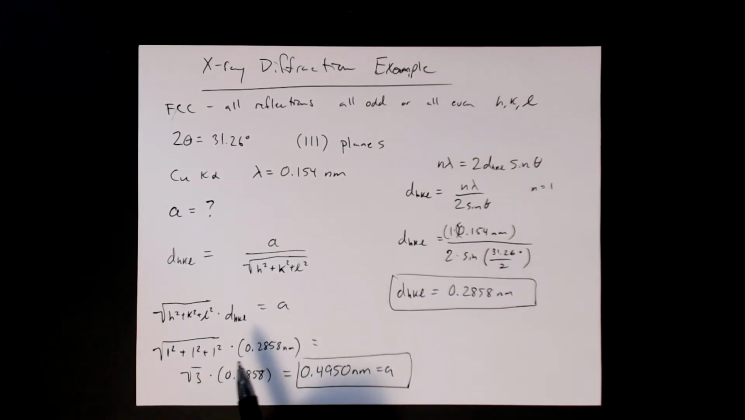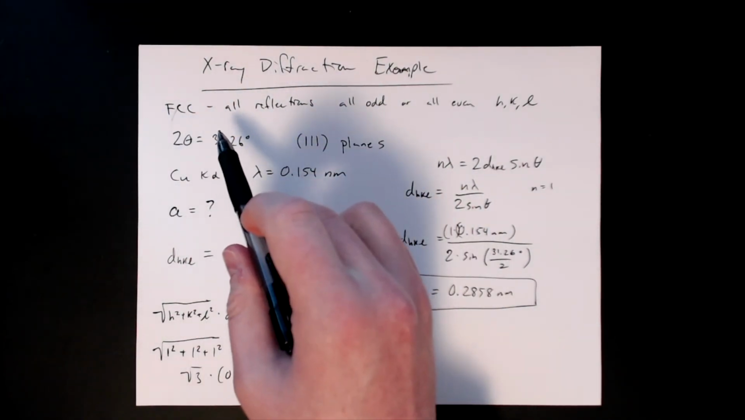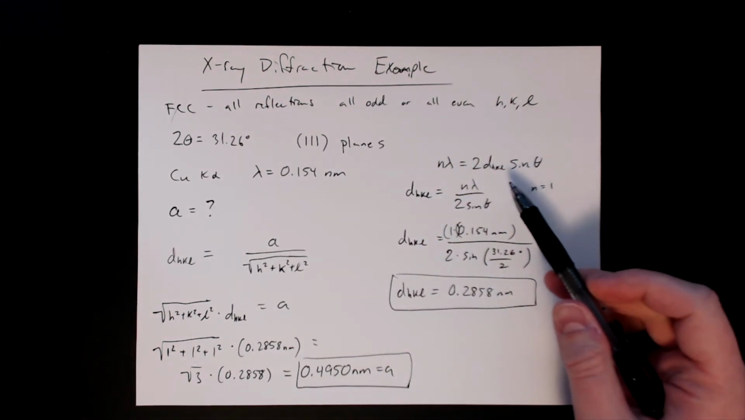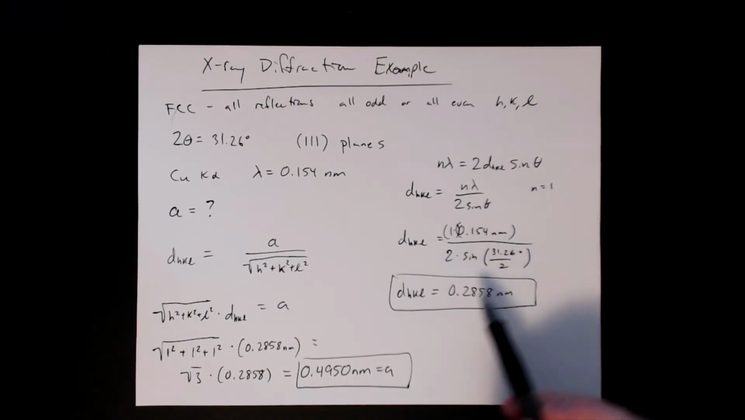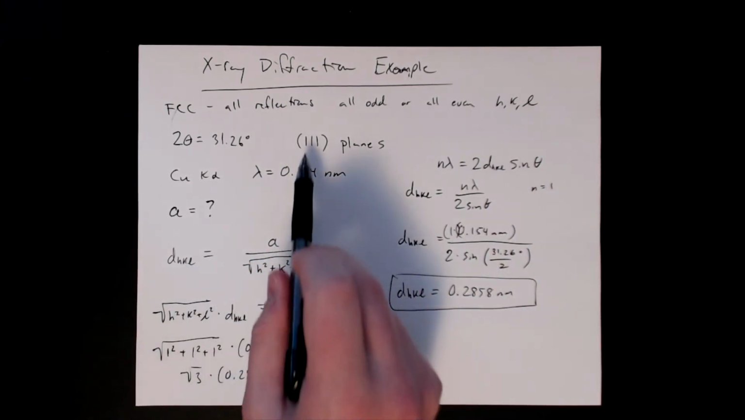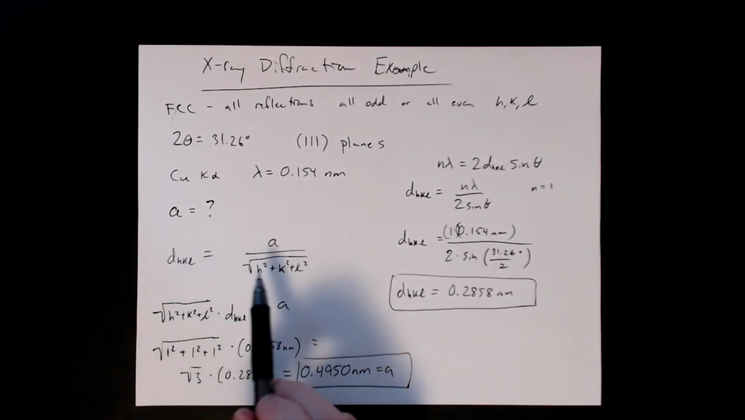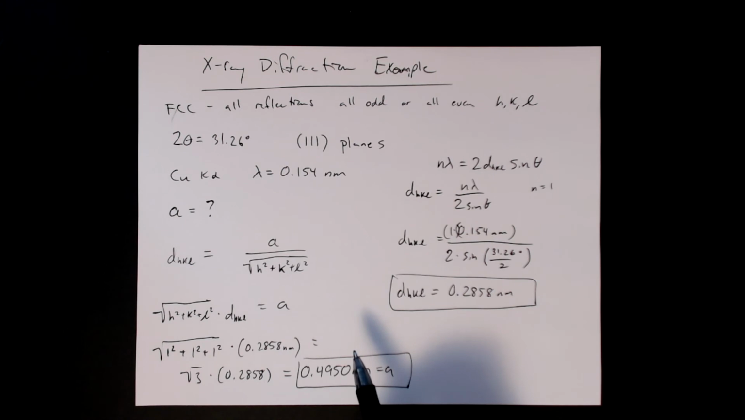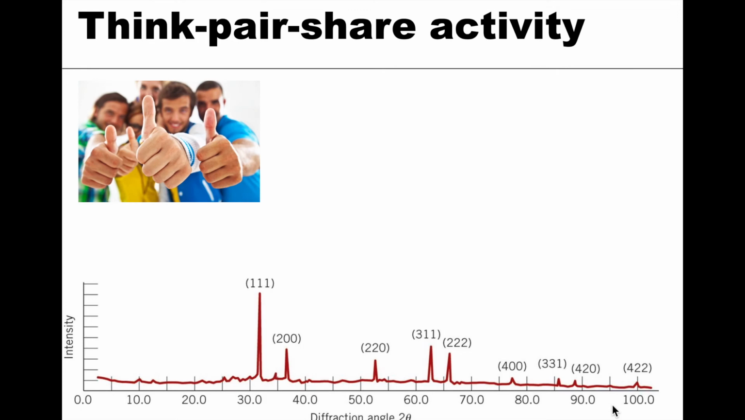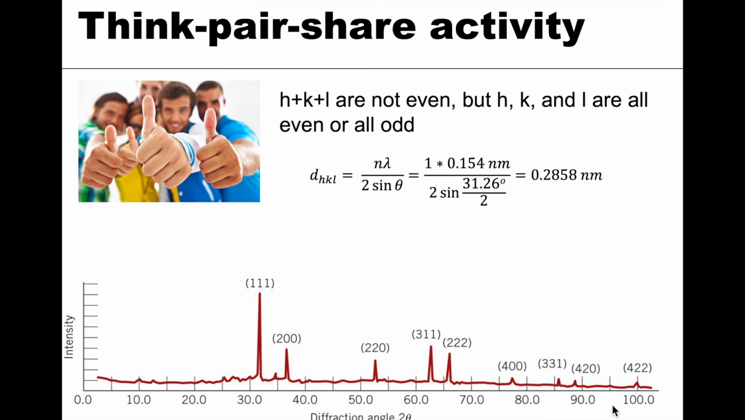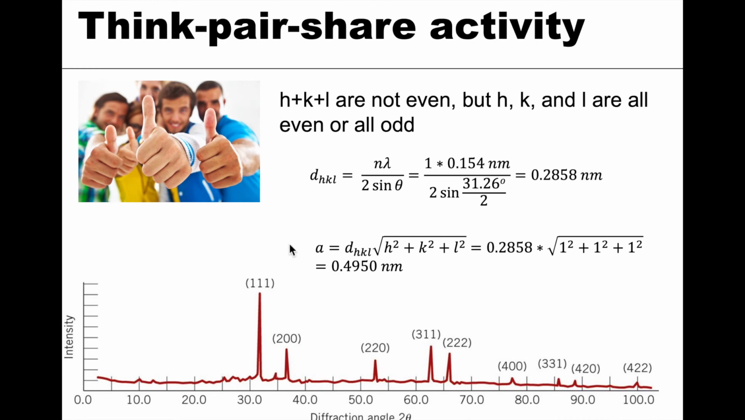So we had to do multiple things, right? We had to look at the pattern, to look at the extinction rules to determine FCC. And then we could calculate the d spacing from the angle. And then using that, knowing what the plane is and knowing the d spacing, we can get a. So that's what we've done here. And so I'm going to switch it back to the slides to show you one more thing, but this was what we were after here. All right, so we've determined that this is FCC, and we've calculated the lattice parameter of this material.